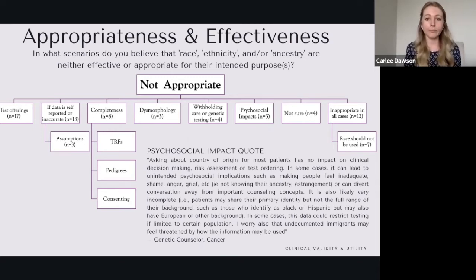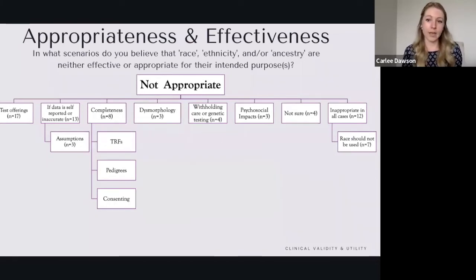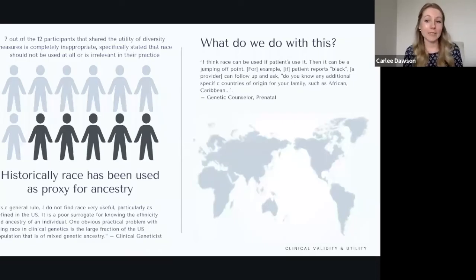In addition, 12 participants had noted that there were no cases for which the utility of race, ethnicity, or ancestry is appropriate. And therefore, in all of the cases, they had assumed that it would be inappropriate. But in 7 of those 12 responses, participants specifically called out race, stating that it should not be used. However, historically, race has been used as proxy for ancestry, as seen in previous literature. And a clinical geneticist had shared, as a general rule, I do not find race very useful, particularly as defined in the US. It is a poor surrogate for knowing the ethnicity and ancestry of an individual.